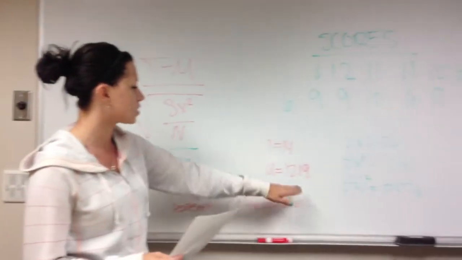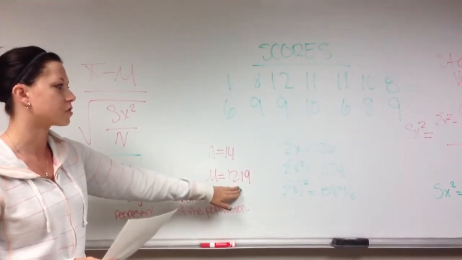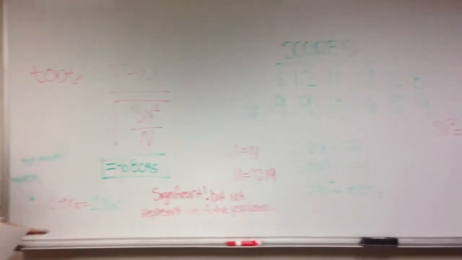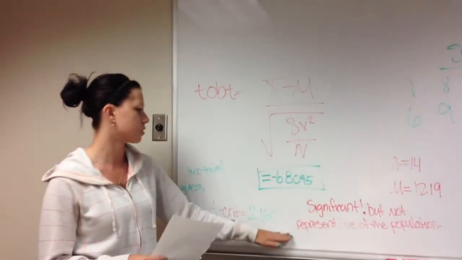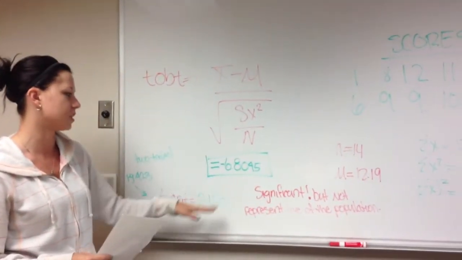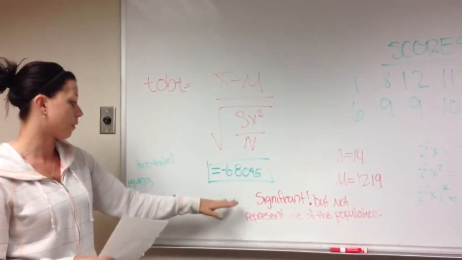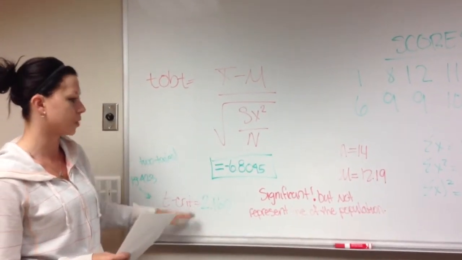Our mu was 12.19 because that was our average score. This is telling us it's significant because it is beyond the t-crit of 2.160, because this is a plus or minus score.